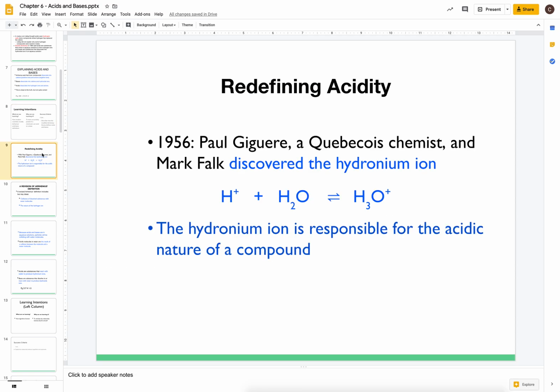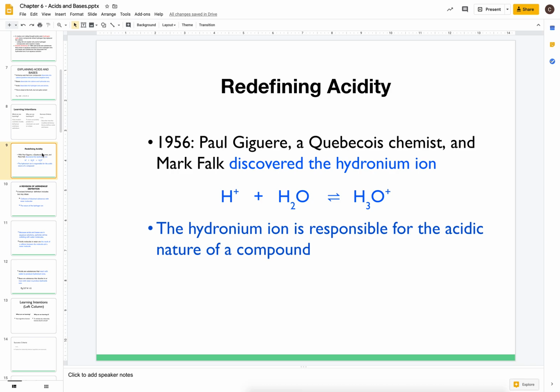So in 1956, Paul Giguère, a Canadian scientist, and Mark Fulk discovered the hydronium ion. Now, the hydronium ion was something that had been theorized to exist, but at the time, a lot of chemists thought that it would be too unstable and would just disappear super quickly. But in reality, hydronium ions are actually super common.